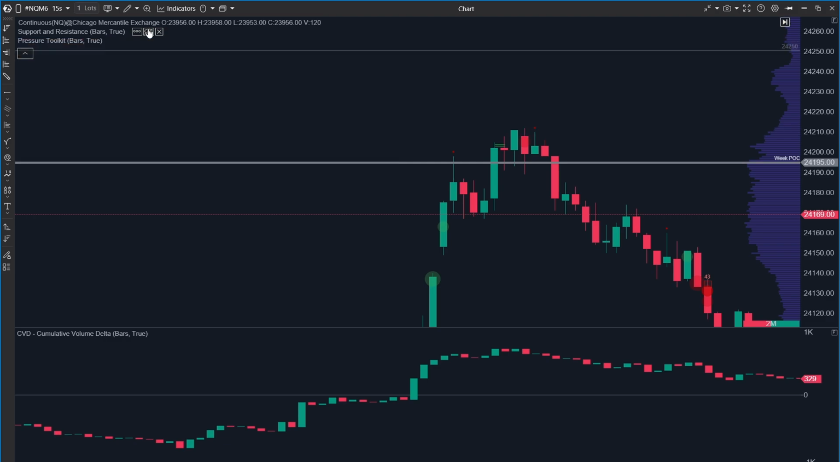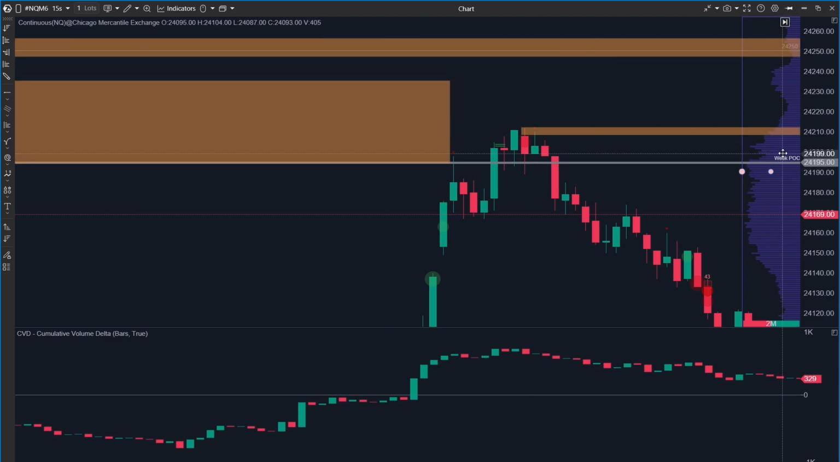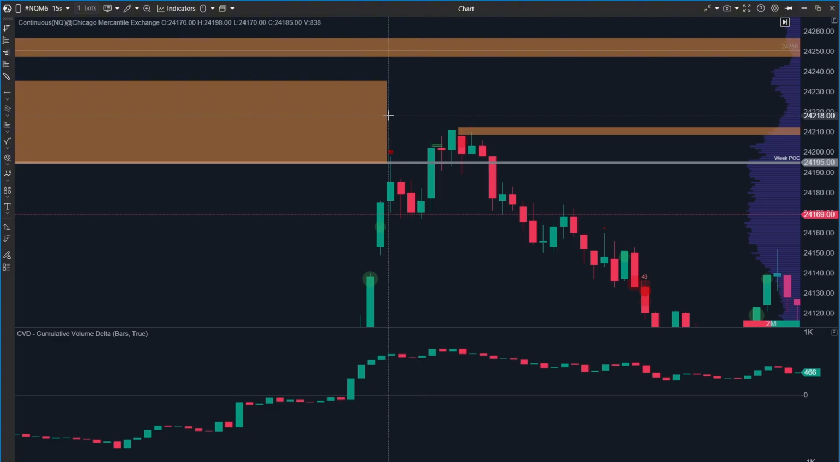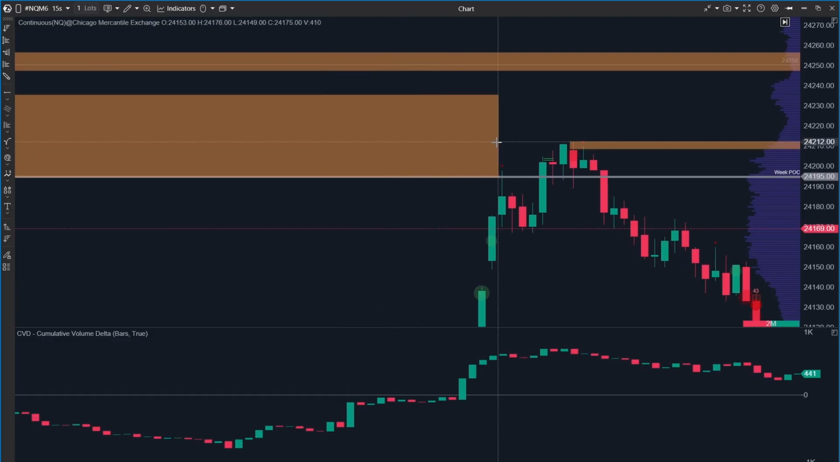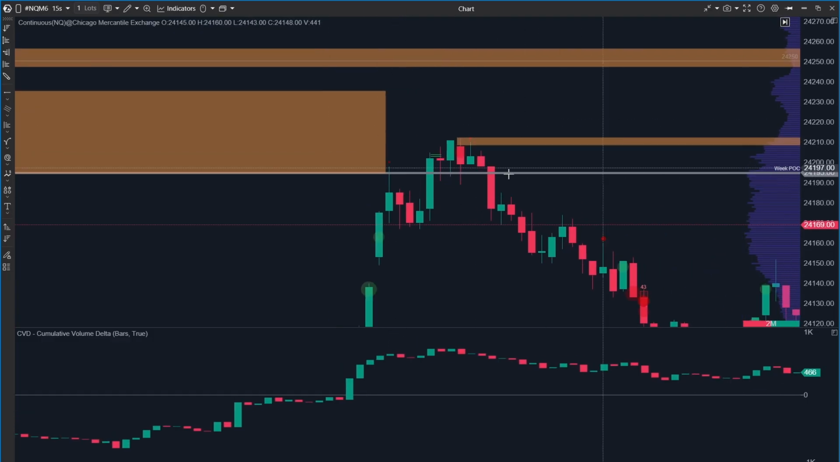resistance indicator. What else is at this level? Well, the weekly point of control is here. So there's absorption at this level. Clearly, this is a level of interest that you should be wary of. If you are long here, you might want to exit around here because there's a resistance level. You know, there's the point of control here. These are levels where price reacts. It likes to reverse at these levels.